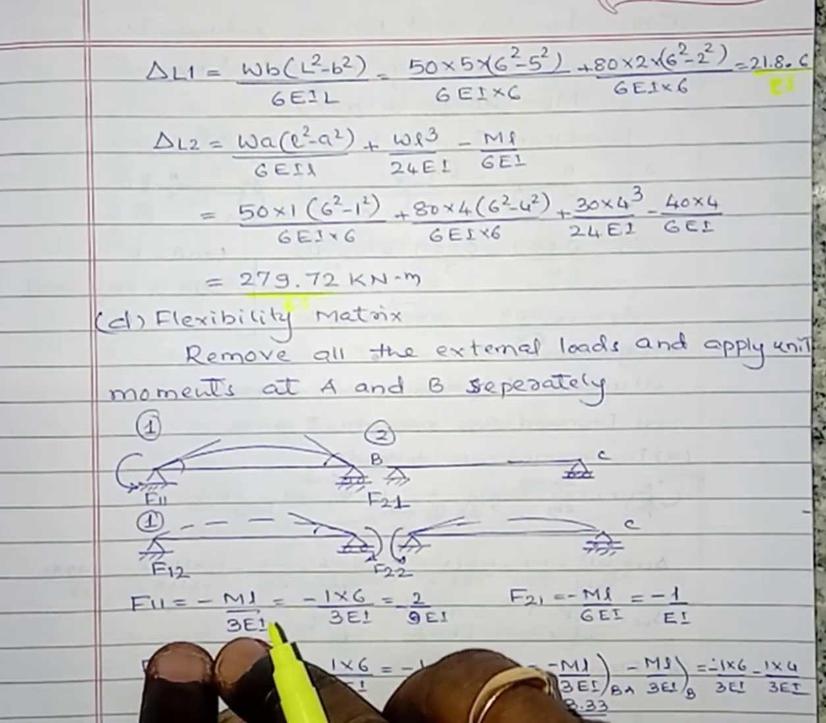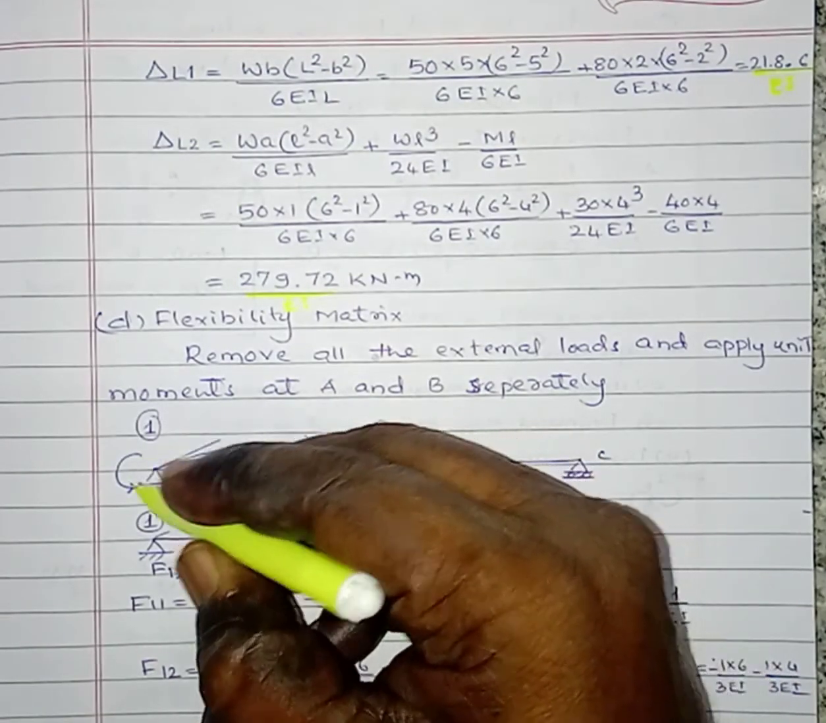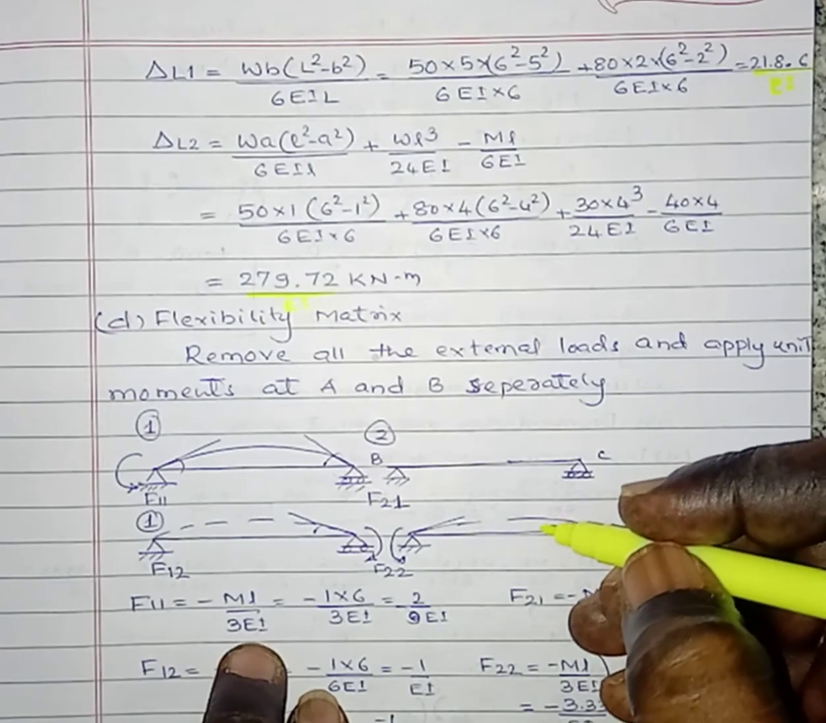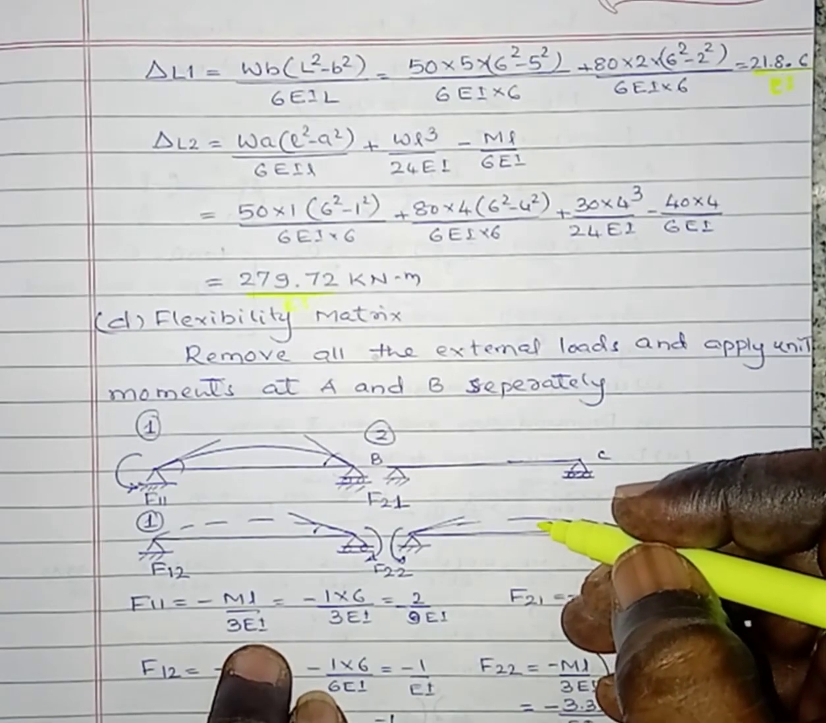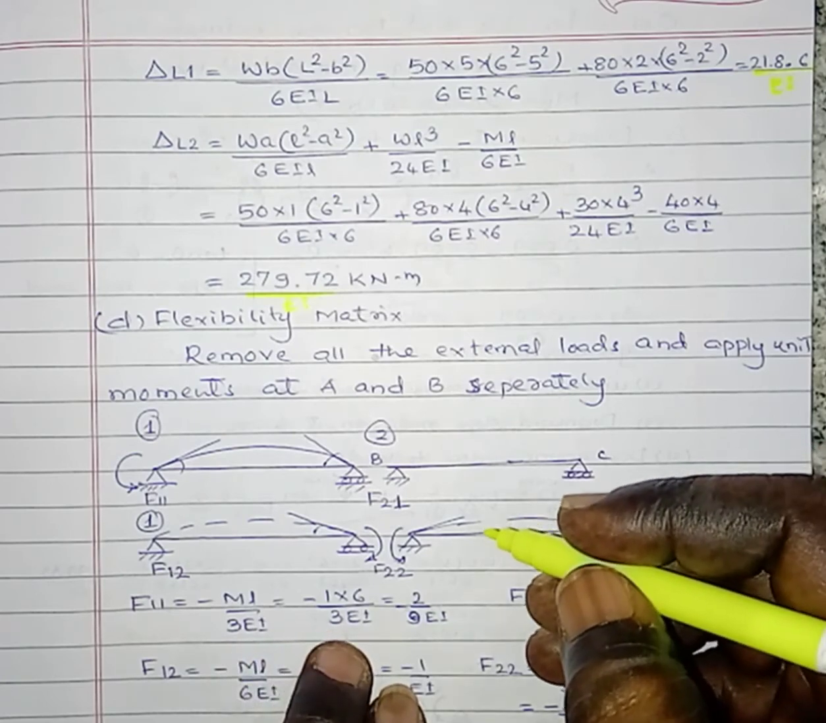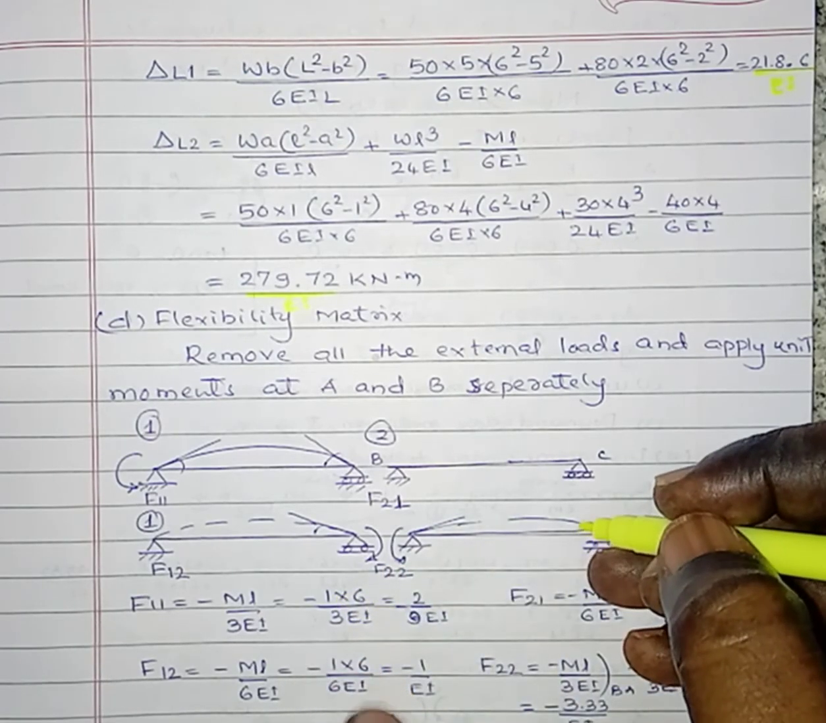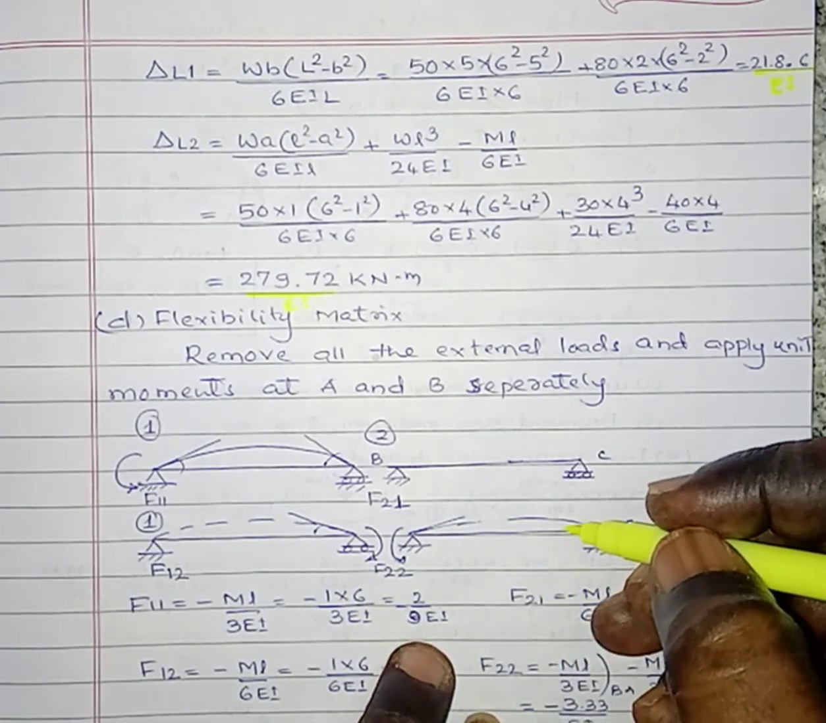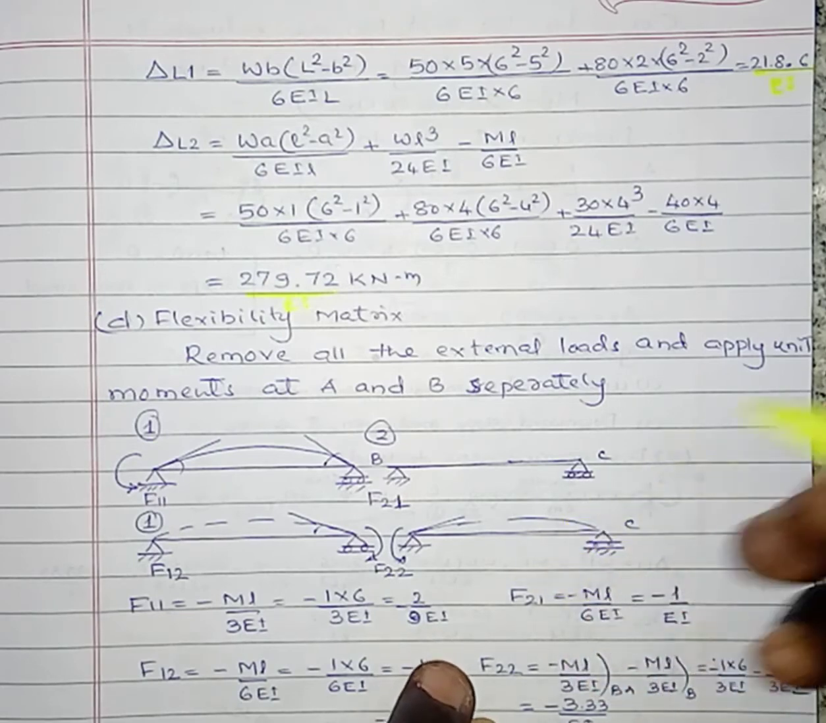Similarly here, F11 equals minus ml by 3EI, since the unit hogging moment applied is hogging, hence that is negative. Here minus 1 into 6 divided by 3EI, so we will get minus 2 divided by EI.